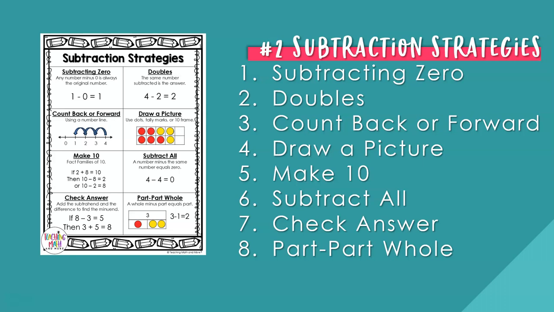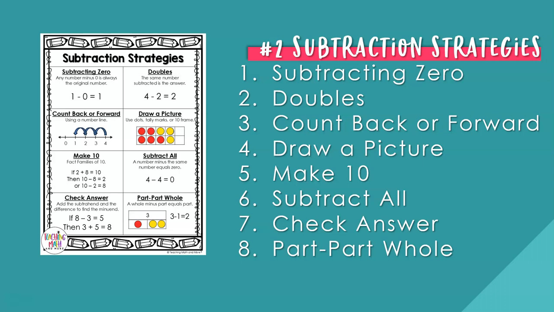Number 5, make 10. Students can use addition fact families of 10 to quickly find sums of 10, and this can also be used to find the difference. Number 6, subtract all. Any number minus the same number always equals 0. Number 7, checking the answer. Add the subtrahend and the difference to find the minuend. For example, if 8 minus 3 equals 5, then 3 plus 5 equals 8.